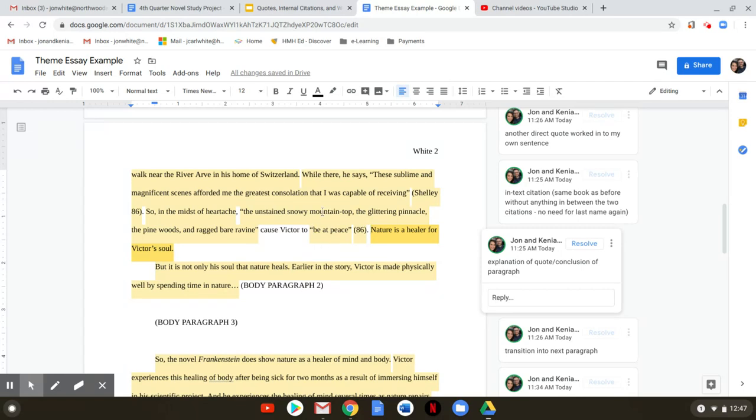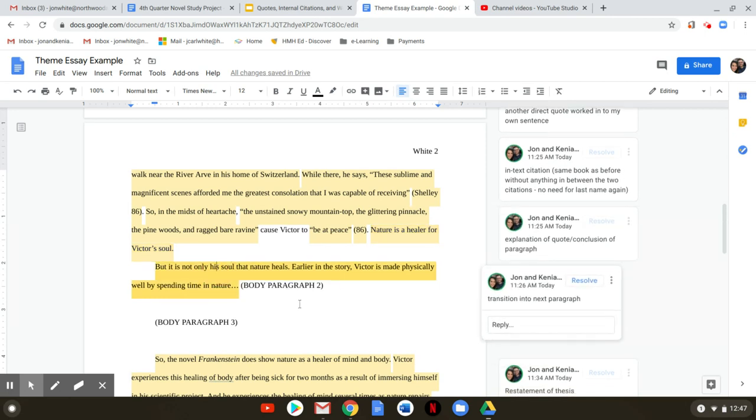And notice, if I go on further, which I need to do, I need to prove it further, I'm going to transition to another detail like this. But it is not only his soul that nature heals. Earlier in the story, Victor is made physically well by spending time in nature. And this paragraph would go on, this is body paragraph 2, and it would go on to describe how after Victor is sick, feverish, in terrible health for about 2 months, he finally is able to get up and go outside, and he and his friend Henry Clerval go on these walking tours in this beautiful, beautiful place, and he feels himself getting stronger by being in nature.